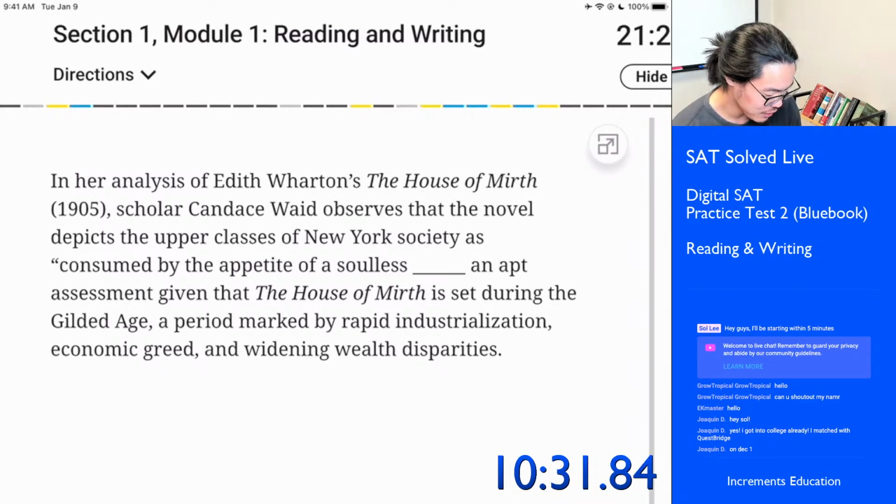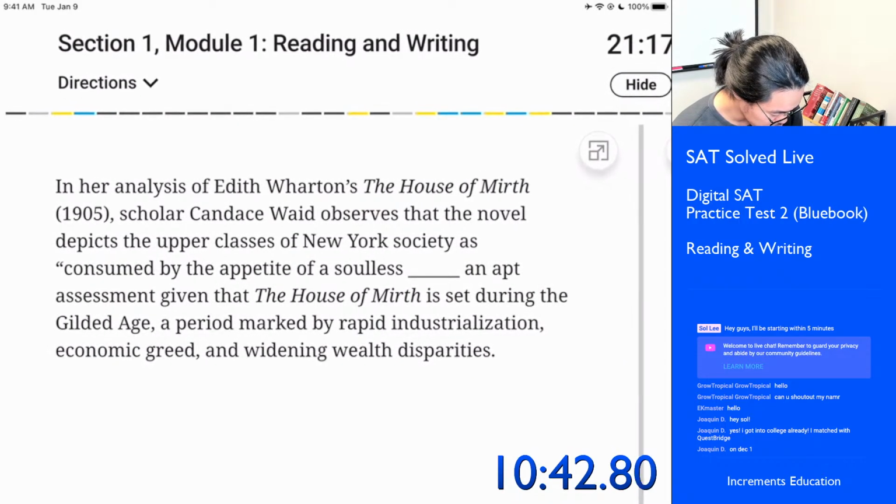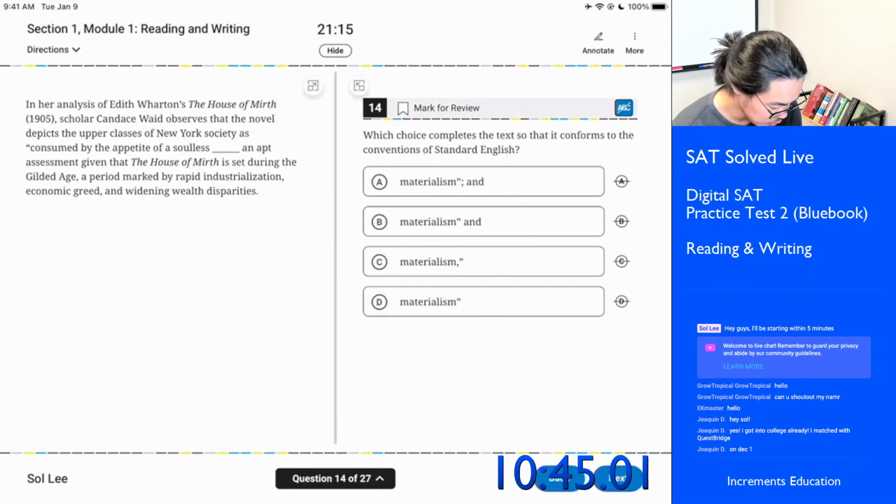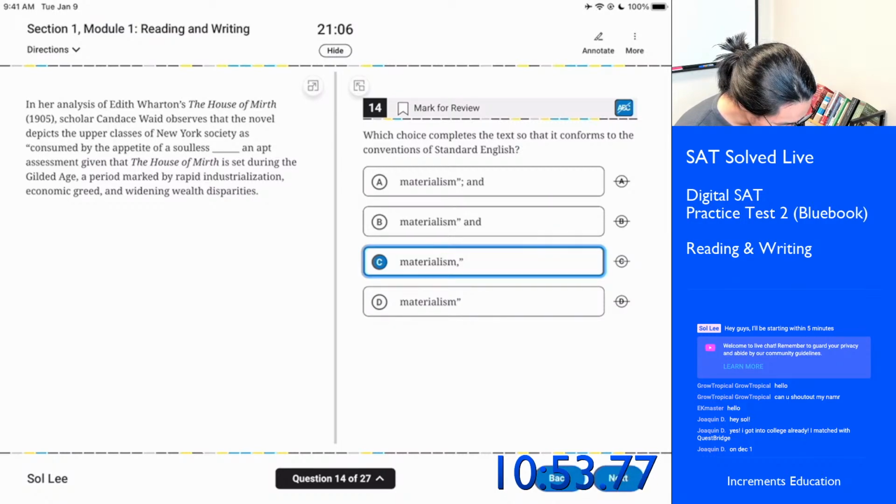In her analysis of Edith Wharton's The House of Mirth, Waid observes the upper classes consumed by the appetite of a soulless materialism, industrialization, greed, wealth disparities. Oh, hey, this is grammar. We're in the grammar section. Materialism, colon. Okay, materialism. Oh, okay, yeah. That's comma, colon, comma. They both work.